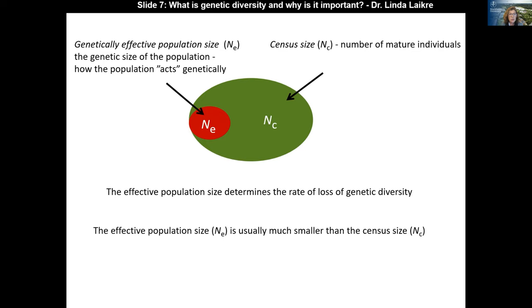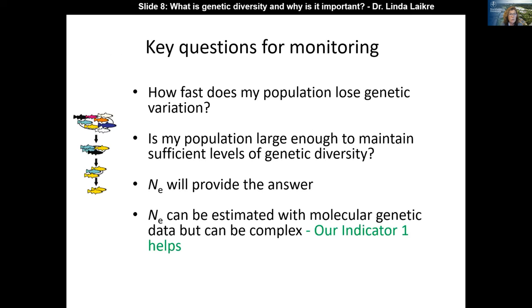And as shown in this picture here, NE is often much smaller than census size, but it's NE that determines the rate of loss. So it's that parameter that is extremely important for within-population maintenance of genetic diversity. We need to know how fast a population loses genetic diversity, and we need to know if a population is large enough to maintain sufficient levels for adaptive capacity, and effective size NE will provide the answer.